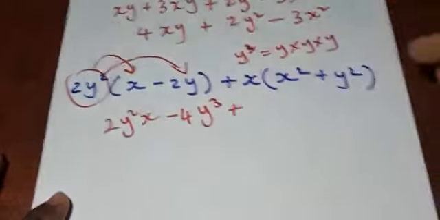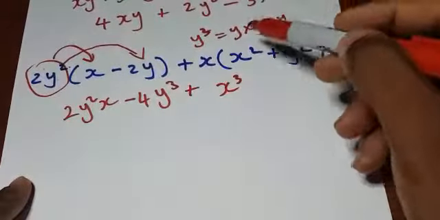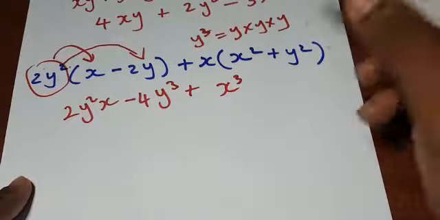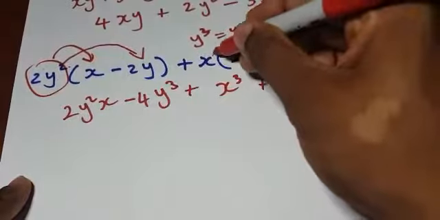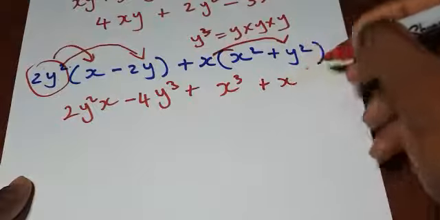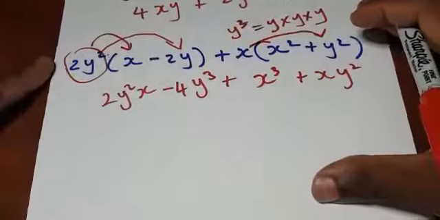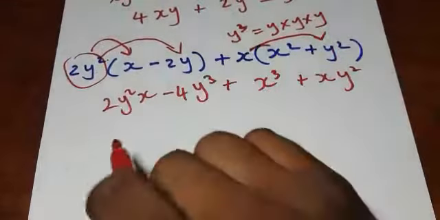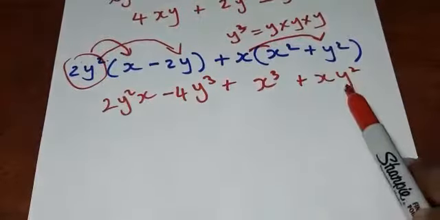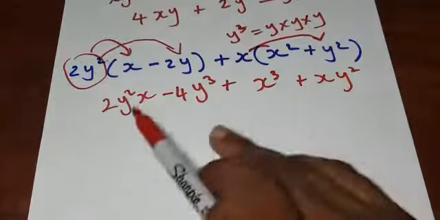So continuing, x times x squared, x cubed, same principle. So we have x here, x times x, and then times another x, you have x cubed. And then x times y squared is xy squared. Good. So looking at this, trying again to find terms that are alike. Over here we have 2y squared x. Over here we have xy squared. So these two are similar.